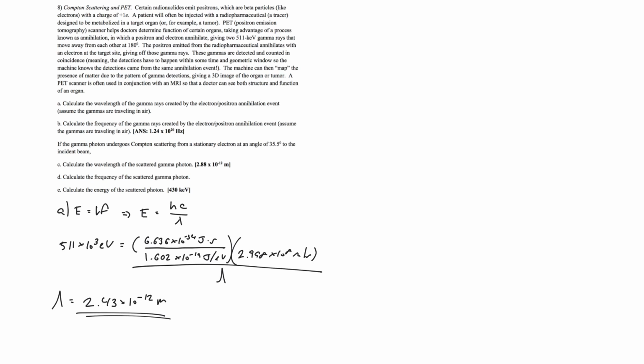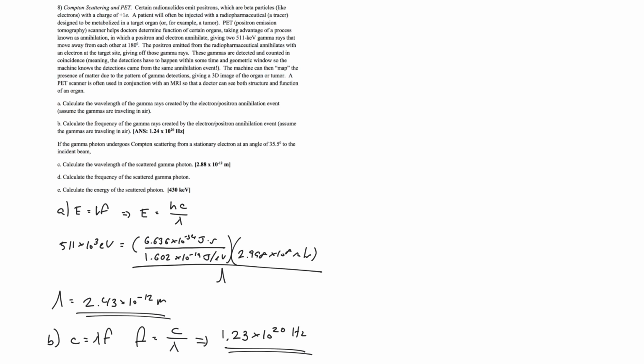In part B, the frequency given the wavelength. So we know that c equals lambda f, and we're assuming that air is very similar to a vacuum. So the frequency is the speed of light divided by the wavelength. And so for the frequency, we get 1.23 times 10 to the 20th hertz.